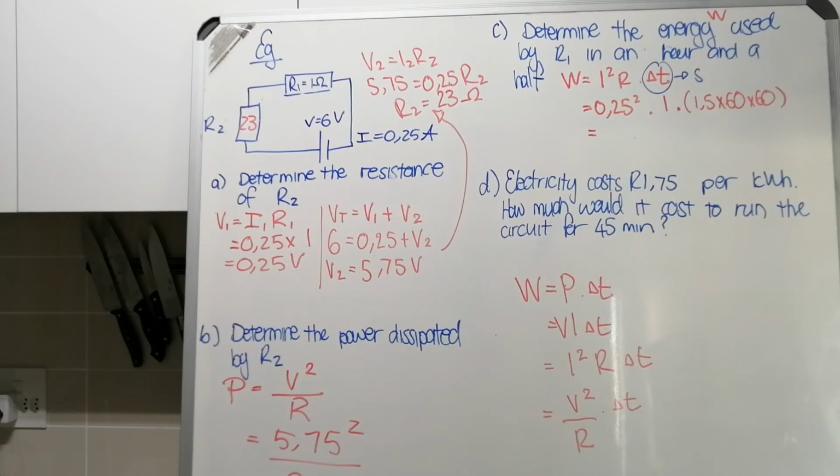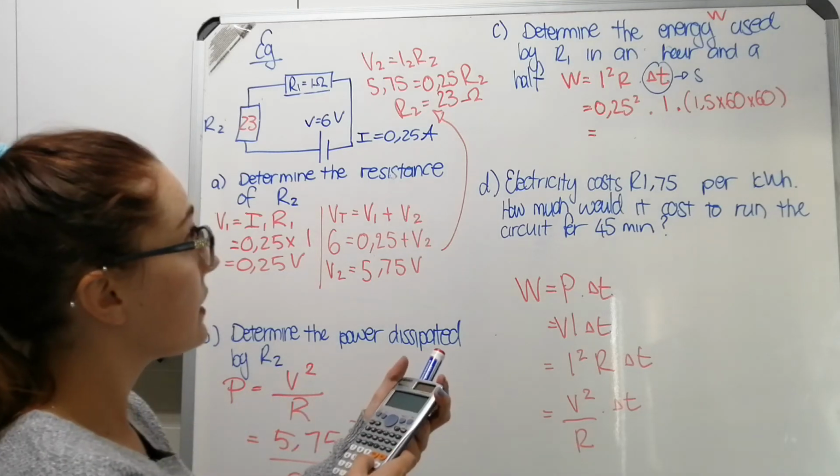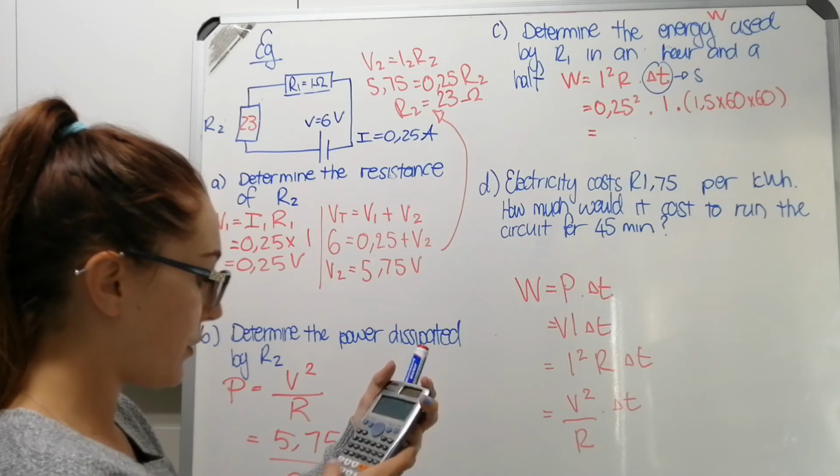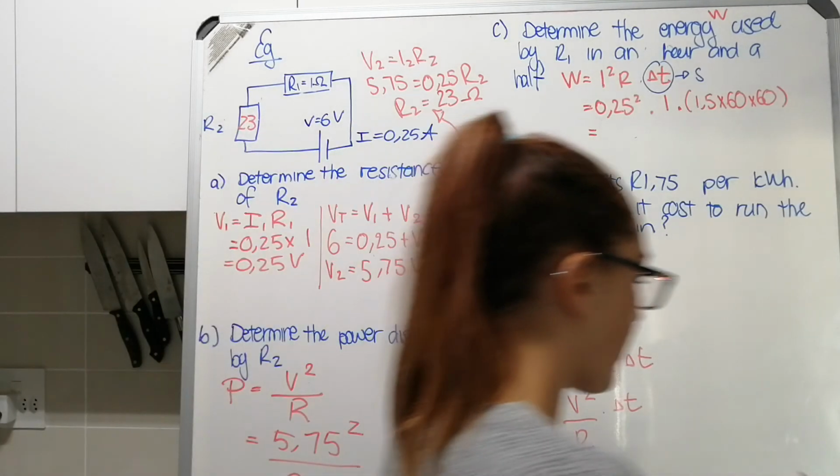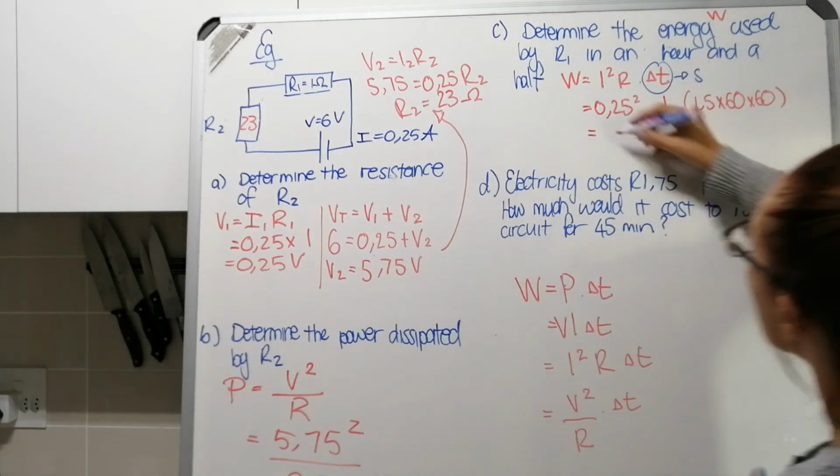On your note, it says 2.5. I'm going to change it and then upload it again. Some of you, your notes might say 2.5 in the answer there. It should be 1.5, which means the answer is wrong, so I must type it in. So it's 0.25 squared times 1 times 1.5 times 60 times 60. And we get 337.5.